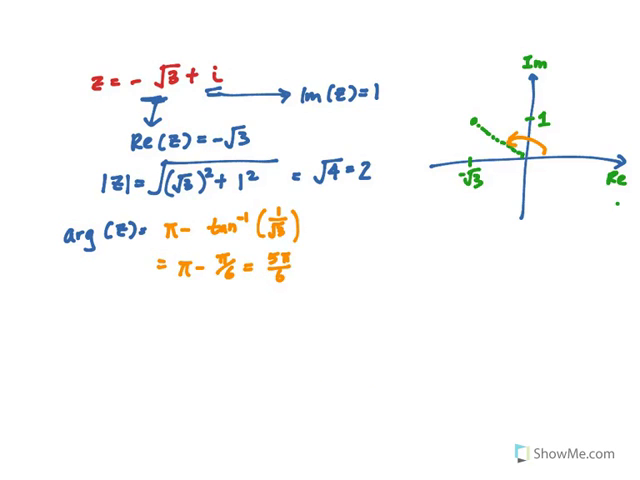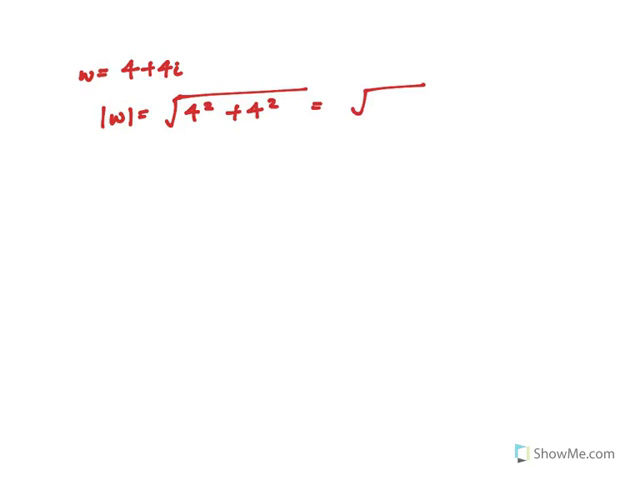Okay, and from here, what about w? w is equal to 4 plus 4i. The modulus of w is just the square root of 4 squared plus 4 squared, so it should be the square root of 16 plus 16, which is the square root of 32. The square root of 32 is just the square root of 16 times the square root of 2, which is equal to 4 root 2.